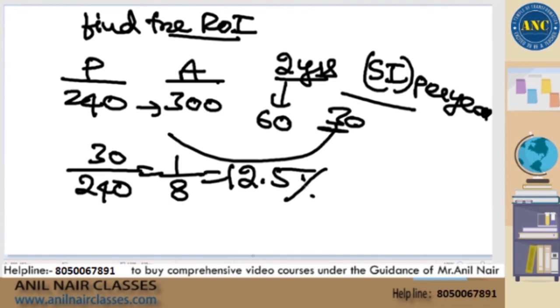Rate of interest. 240 is becoming 300. For 2 years it is 60. Per year it is 30. Every year there is a 30 increase on 240. 30 by 240 is 1 by 8. 12.5%. Now please write down a question, sir.